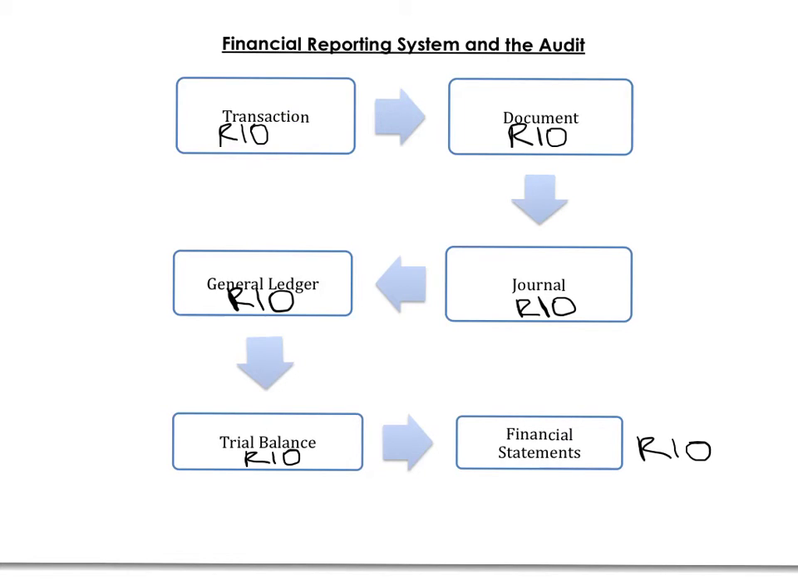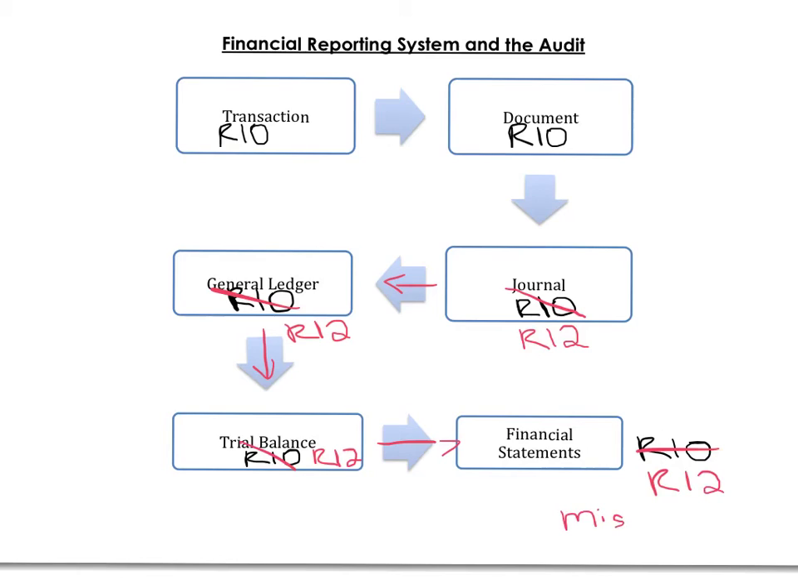Let's assume that the sales clerk wasn't paying attention when he processed the journal, and he accidentally processed it for 12 Rand instead of 10 Rand. Because this is a process, it means that this 12 Rand is going to flow through to the general ledger, through to the trial balance, and eventually this error is going to land up on the financial statements themselves.